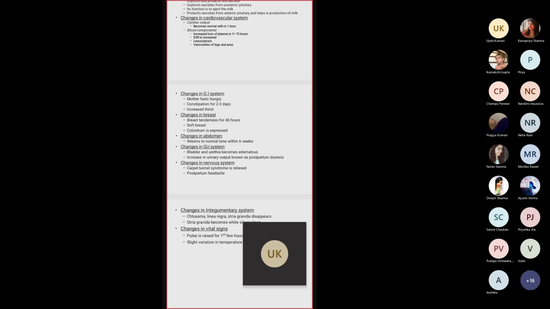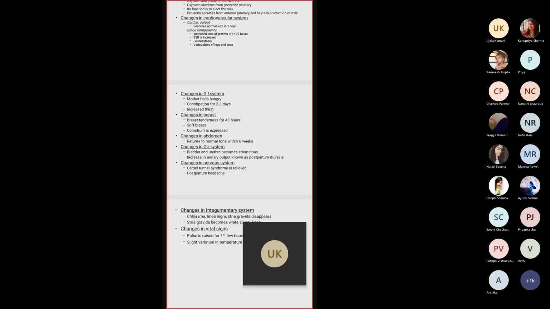So you better listen. What are the changes in the abdomen? All the abdominal muscles will come back to normal tone and regain their strength within 6 weeks. The abdomen is the last organ to come back to its normal size and shape, and it regains its strength after 6 weeks.